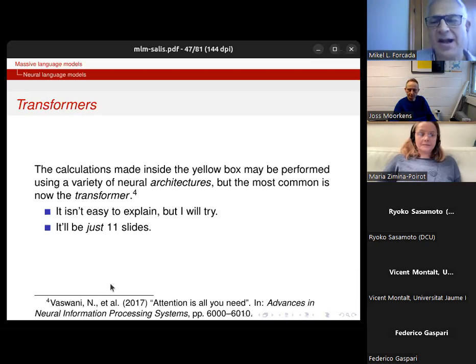It's not easy to explain how a transformer works, but I think I came up with a metaphor that I can use. It's only 11 slides, so bear with me. I will try to explain more or less how a transformer works, and this may be useful for non-technical people.